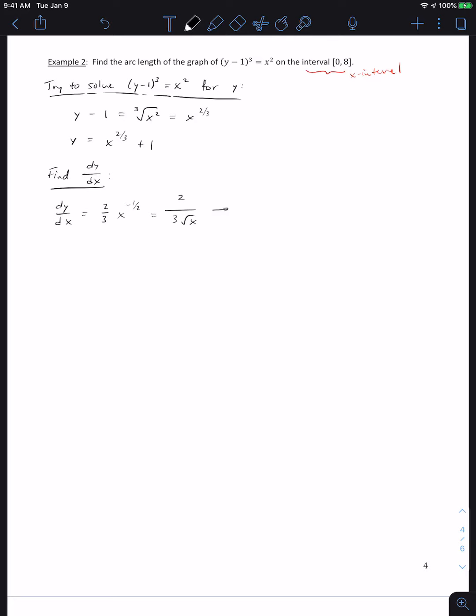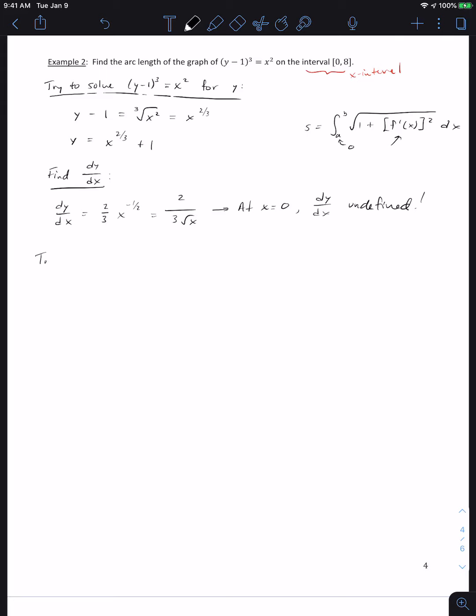Notice that if I were going to plug this into our formula, s equals the integral from a to b of 1 plus the derivative squared square root. But now remember b or a in this case is 0. If I try to plug in 0 into my derivative, what happens? dy over dx is undefined, right? I get a 0 in the denominator, which is an issue. So what that means is we can't do this in terms of y. We're going to need to do this in terms of x.